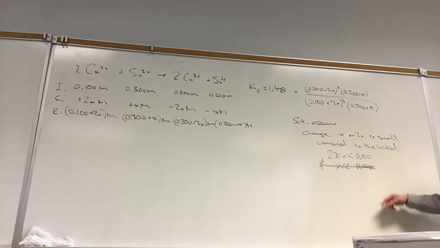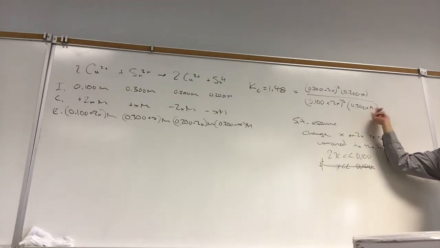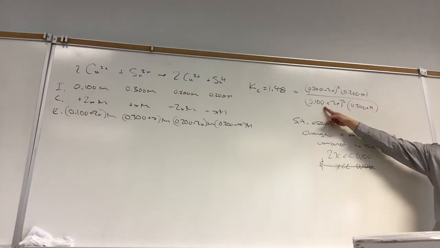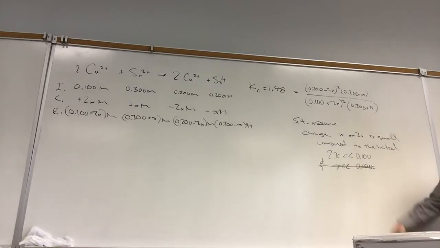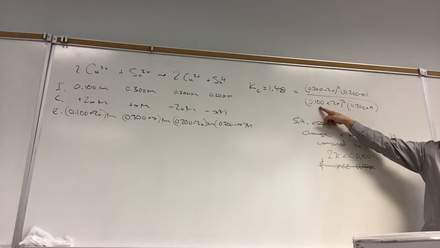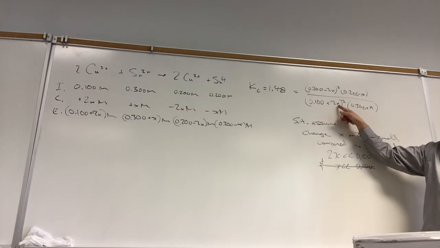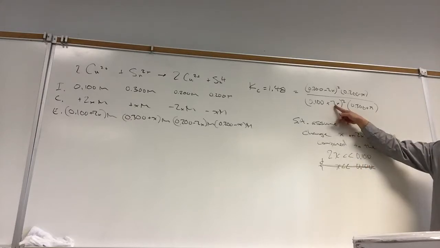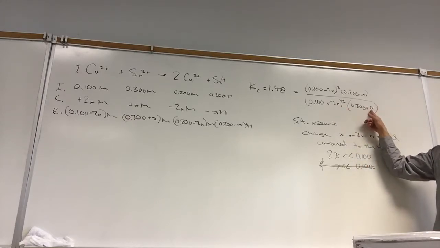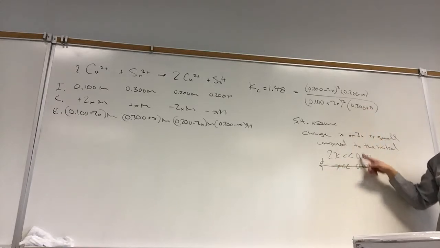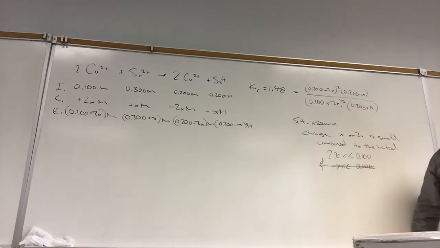Well, we look for the biggest change compared to the smallest initial. We look for the biggest x and the smallest initial. The biggest x is going to be 2x, and the smallest initial is 0.100. If I define it so that the change is small, that is, 2x is much smaller than 0.100, then all the other ones are going to have a smaller change and a bigger initial, meaning that if I define it like this, all the other ones are the same.